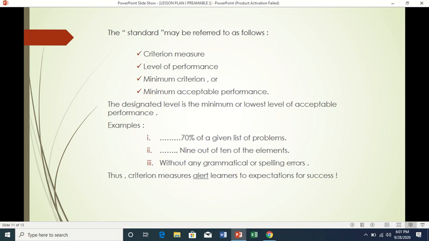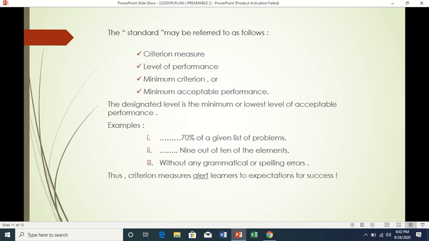So this becomes the standard that is referred to by other authors as criterion measure, level of performance, minimum criterion, or minimum acceptable performance. They all refer to that criterion. So we designate a level which we think is the minimum or the lowest level that we are going to accept, or that is acceptable by you, the teacher, in relationship to the performance of the learner. So for example, you give an exercise.